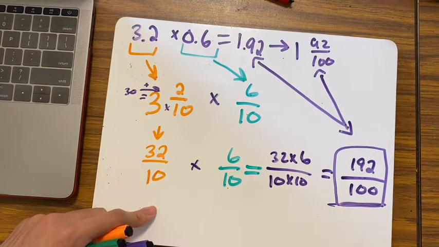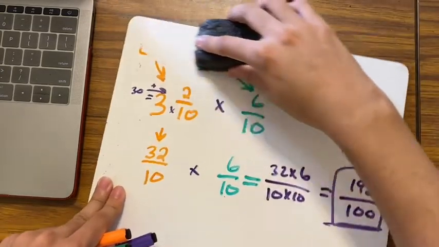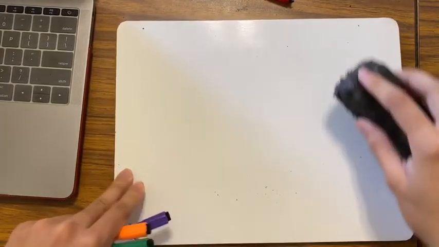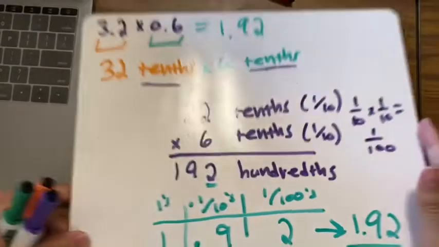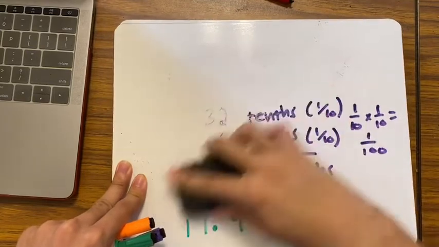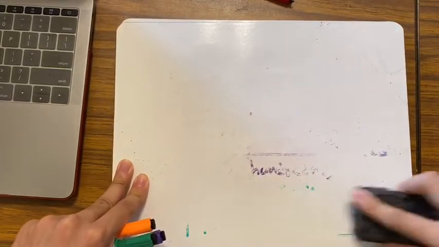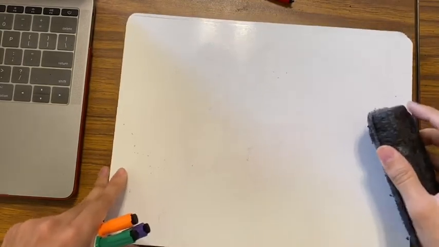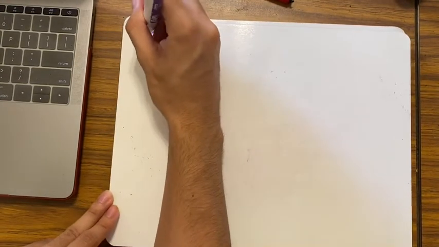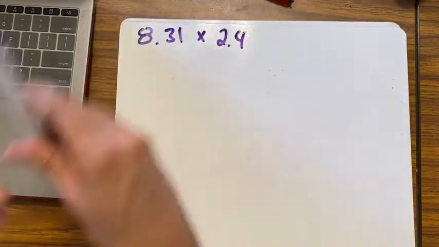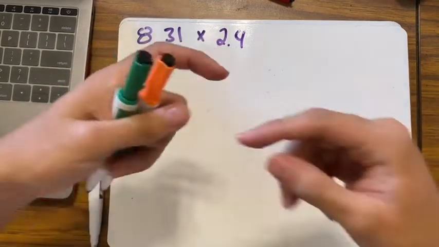All right, let's go ahead and do another example. Let me erase this. And let me erase this as well. All right. Let's say that I have 8.31 times 2.4, okay? Now, again, let's use both methods that we learned.